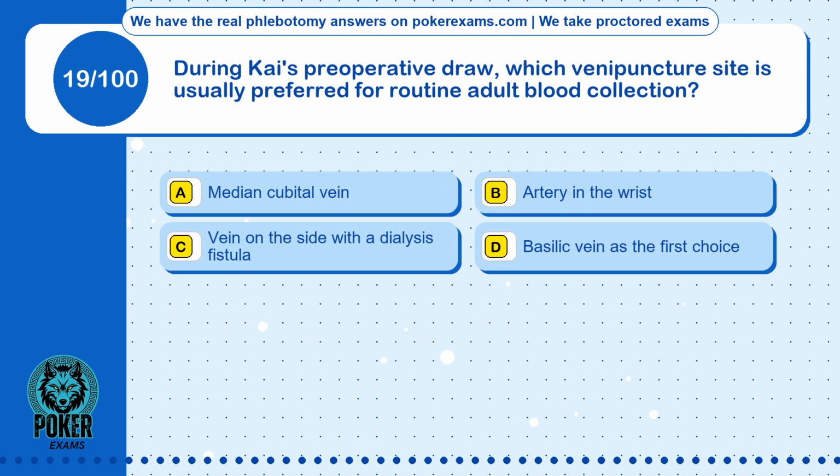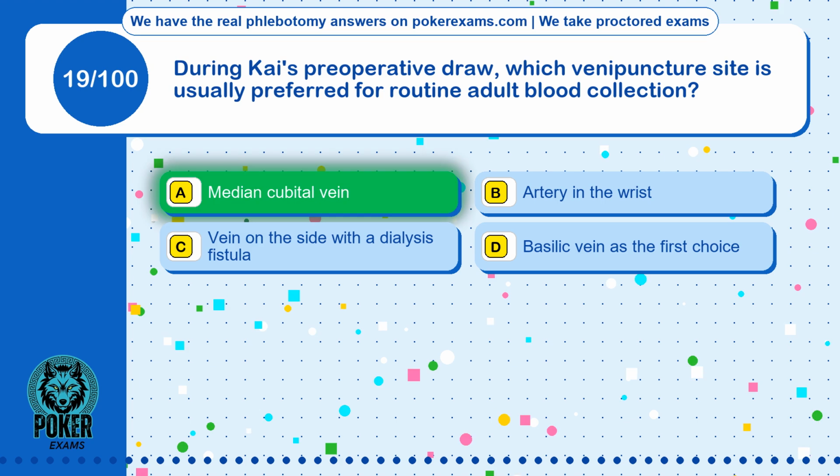Question 19. During Kai's preoperative draw, which venipuncture site is usually preferred for routine adult blood collection? Option A, median cubital vein. Option B, artery in the wrist. Option C, vein on the side with a dialysis fistula. Option D, basilic vein as the first choice.